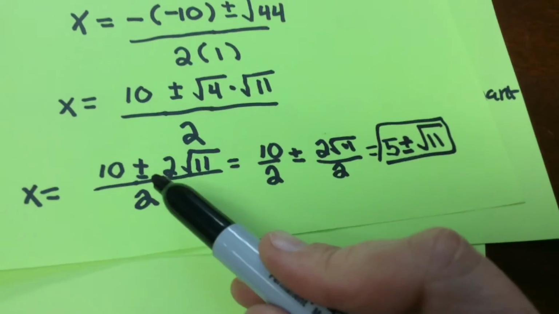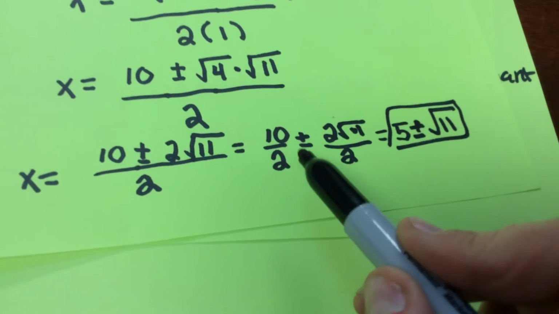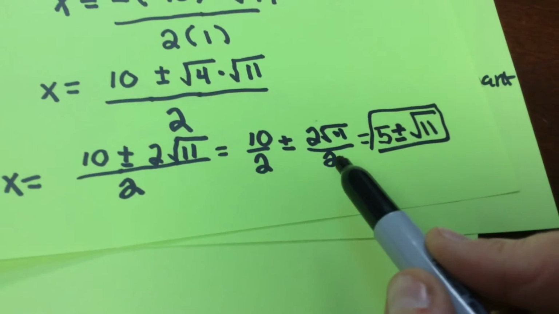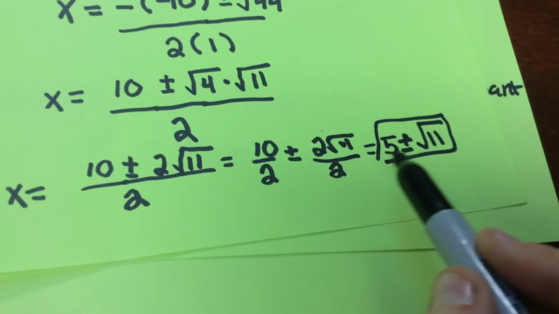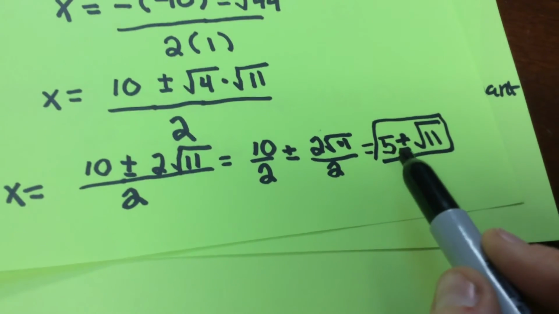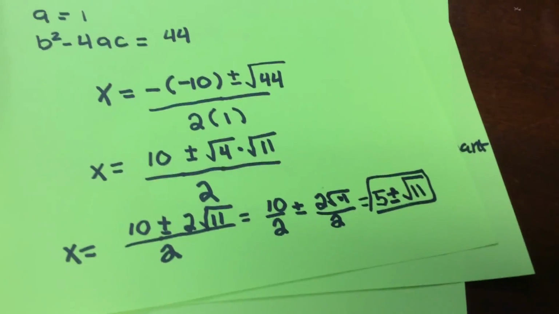So here we broke it apart. This is equivalent to this statement. So 10 over 2 plus or minus 2 root 11 over 2. This reduces to 5. 2 over 2 reduces to 1. So it is 5 plus or minus root 11. All right, so I hope that helps with some of the homework that you guys have.